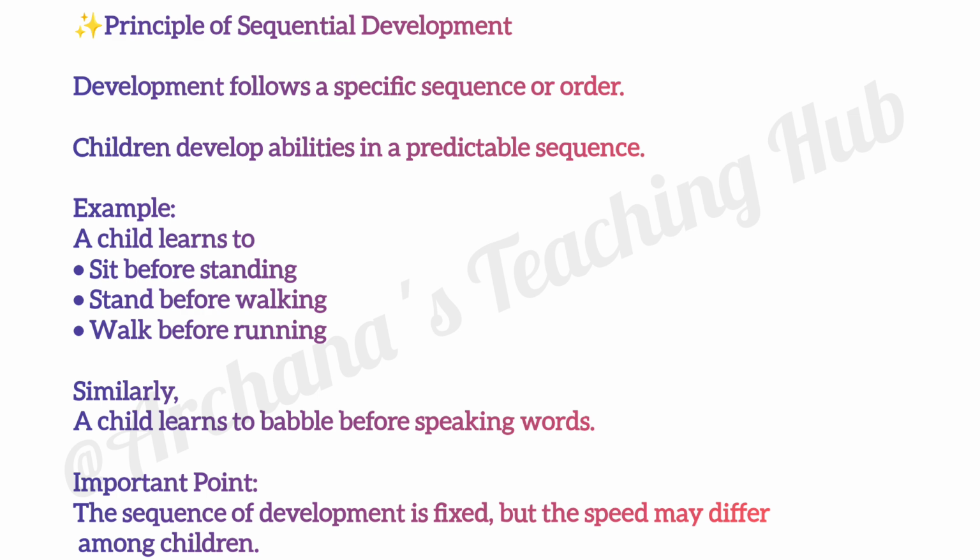Principle of sequential development. Development follows a specific sequence or order. Children develop abilities in a predictable sequence. For example, a child learns to sit before standing, stand before walking, walk before running. Similarly, a child learns to babble before speaking words. The sequence of development is fixed, but the speed may differ among children.